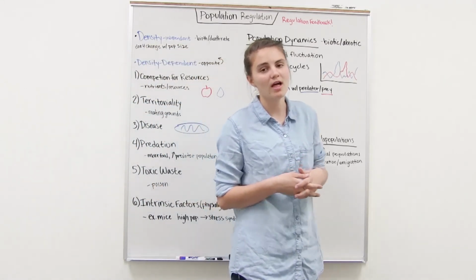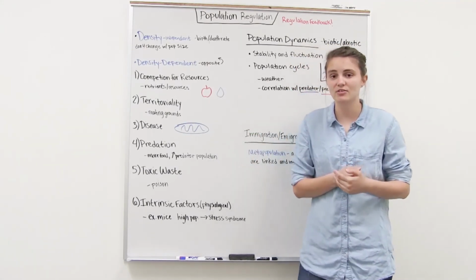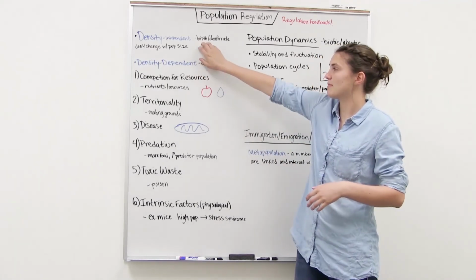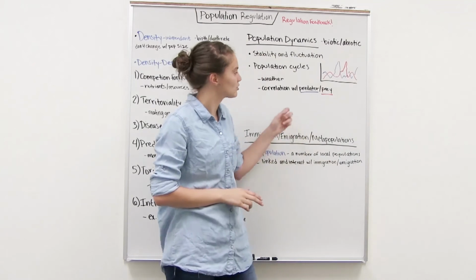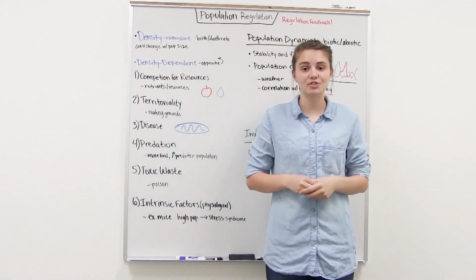So that's really all for today. I hope it was helpful. I hope you have a better understanding of density independent and density dependent factors. Make sure you know these 6 factors and keep in mind some of the density independent factors that we talked about, and really understanding this correlation between predator and prey that can occur.